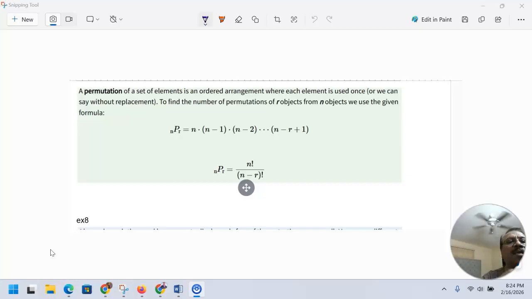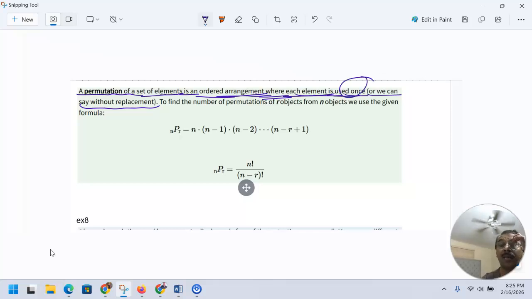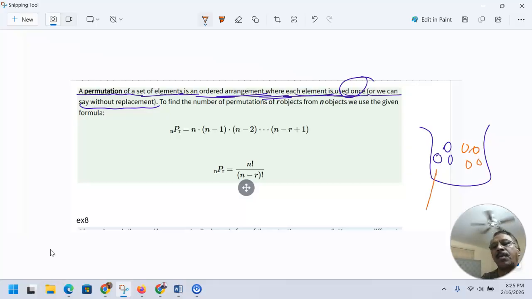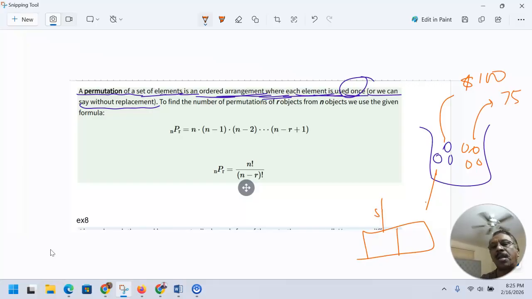Okay, so here it is, the definition. A permutation of a set of elements is an ordered arrangement where each element is used once, or we can say without replacement. So two ways can say it, once or without replacement. That means, let's say there are three blue marbles and there are four red ones. If you get blue, then you get $100, and if you get red, you get 70. So the order matters, whether the first ball or the second one.